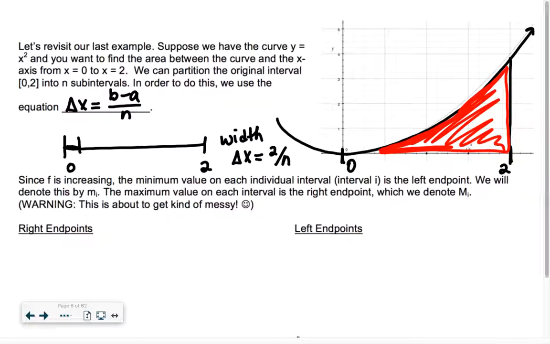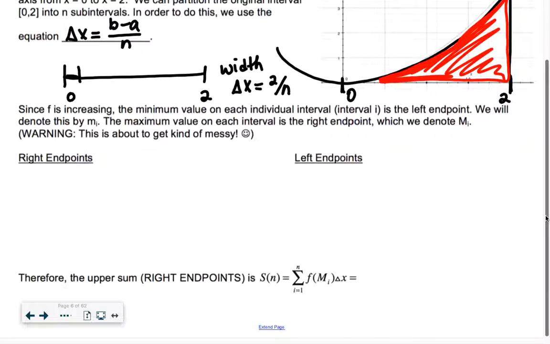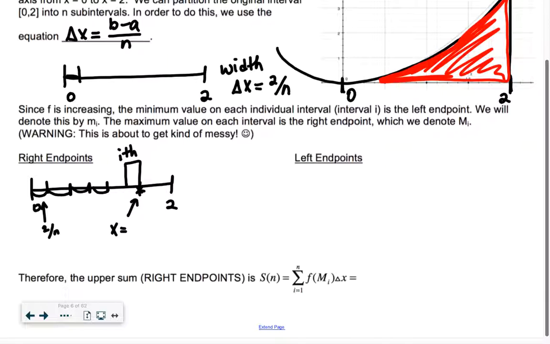All right, so if we want to use right endpoints, each one is 2 over n. So this was one of the 2 over n's. This is another 2 over n, another 2 over n, another 2 over n. And if I want the ith rectangle, and I want the right-hand side of it, what x value do I use here? I want that 2 over n, i times, to get to the ith rectangle, right? So you can put 2 over n multiplied by i, or 2i over n.